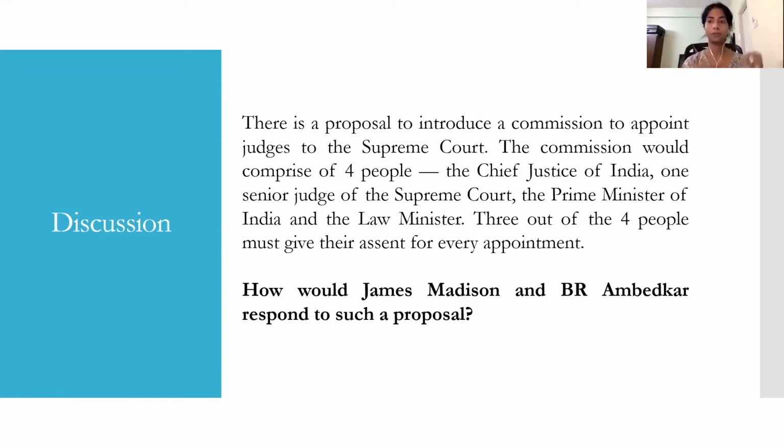And 3 out of these 4 people must give their assent for every single appointment. So every judge that is appointed has to be approved by 3 of these 4 people. Now, what we want you to see is how, A, James Madison would react to this, and B, Dr. B.R. Ambedkar would respond to such a proposal.